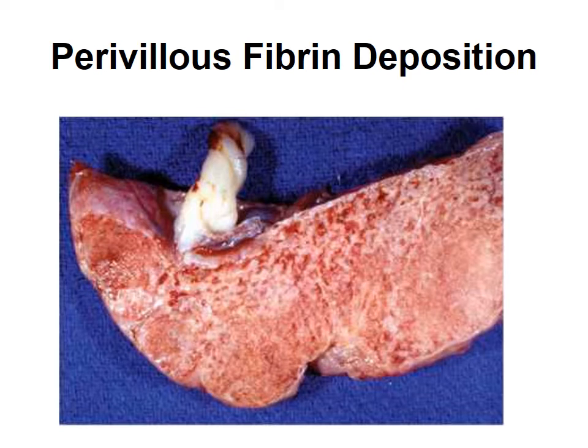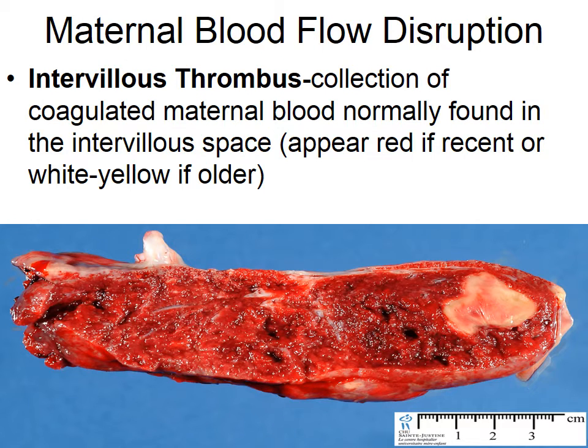On this image, you may see perivillous fibrin deposition. Intervillous thrombus. This is a collection of coagulated maternal blood, normally found in the intervillous space, mixed with fetal blood from a break in a villus.